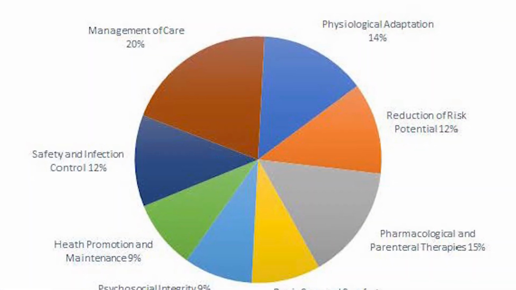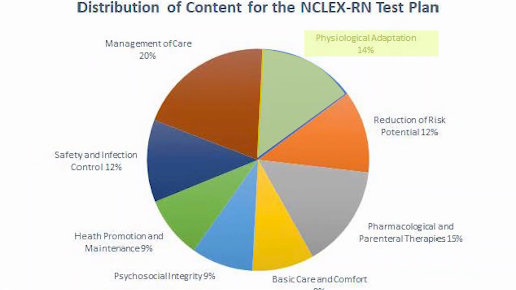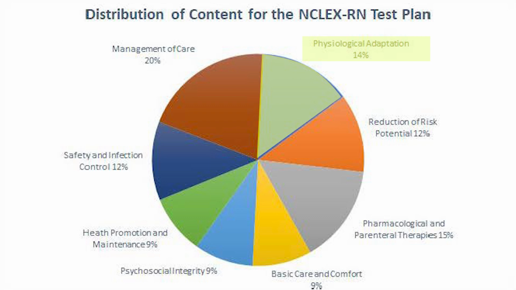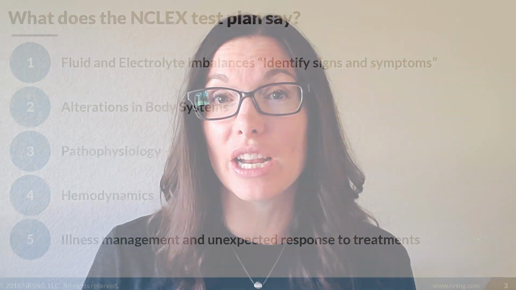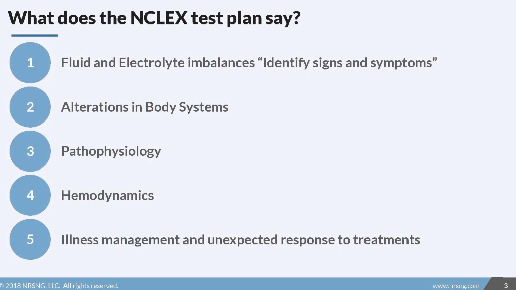Today, we're going to talk about physiological adaptation. So the physiological adaptation portion of the NCLEX is 14% of the test, give or take a percentage. So what exactly does the test plan say about this section of the test? I have broken down the wordy explanation on the test plan into 5 main points.